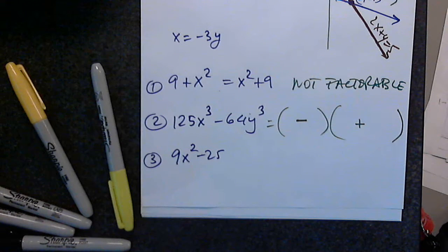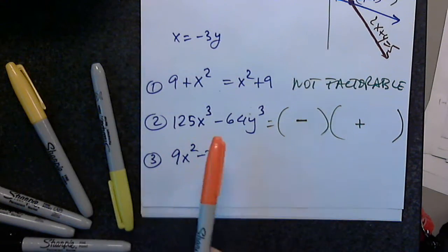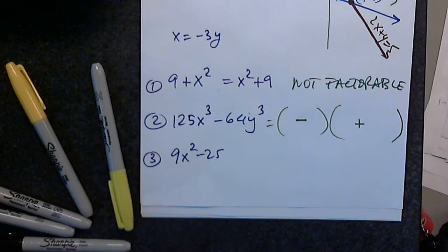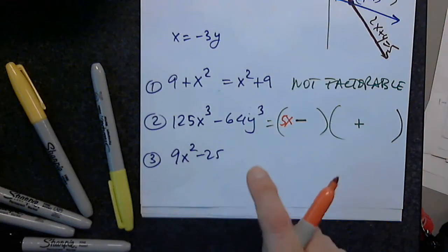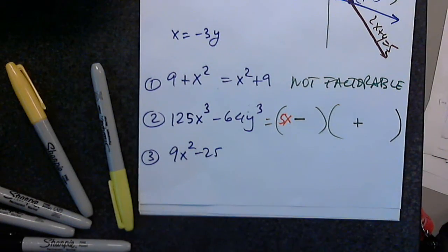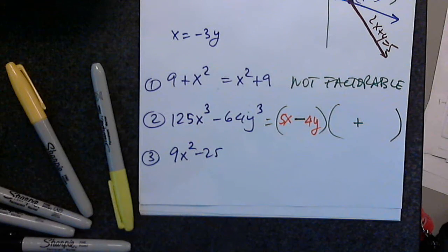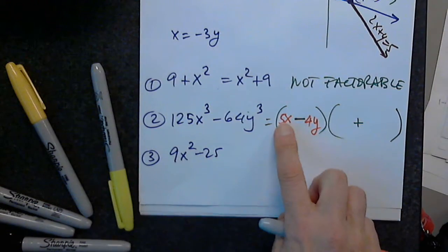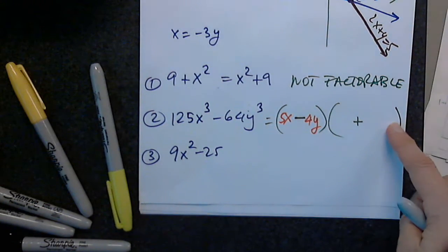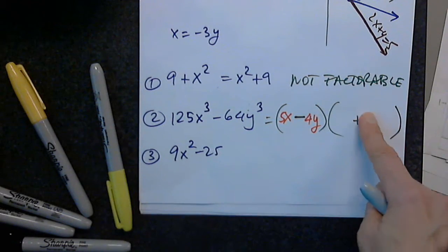So remember, there are two sequences of signs: minus, minus, and plus, or plus, plus, and minus. Good. Awesome. I need to identify what I cubed to get this. 5x? Yes. Very good. I need to identify what I cubed to get this. 4y. That's it. Now, in the trinomial, I should not have difficulties because I square this and put it here, I square this and put it here, and I multiply them and put it in the middle.